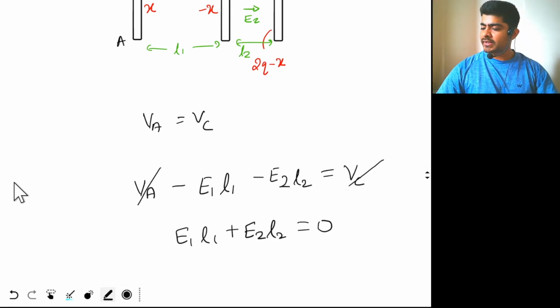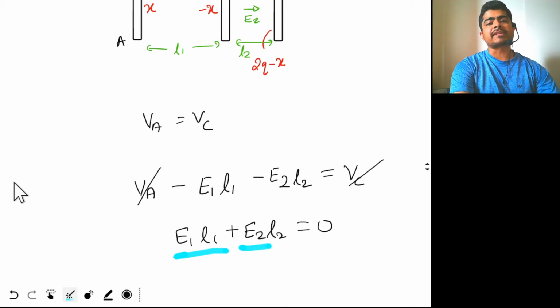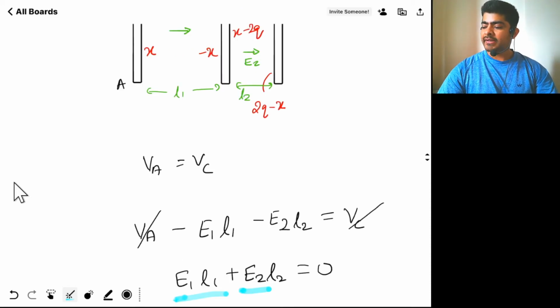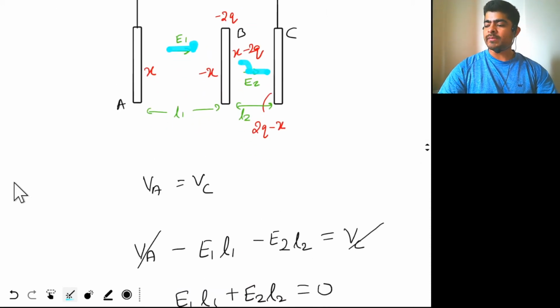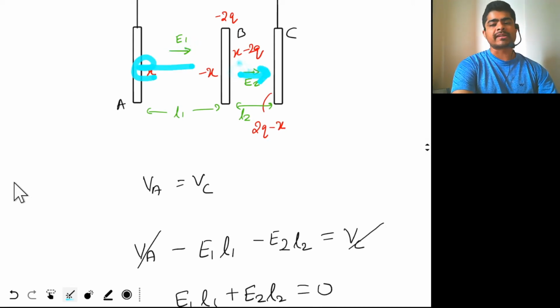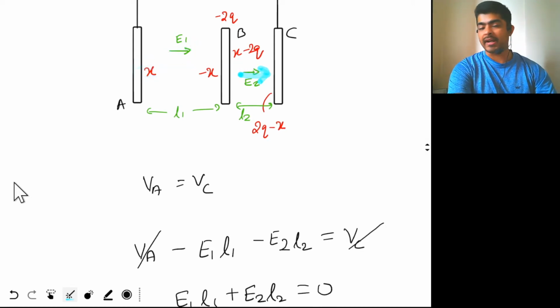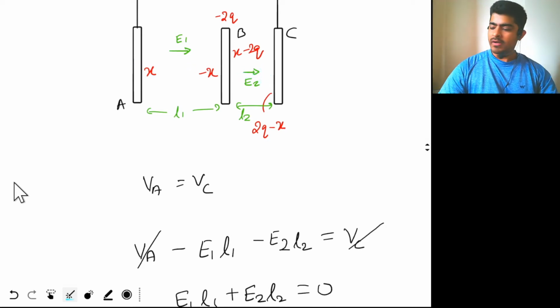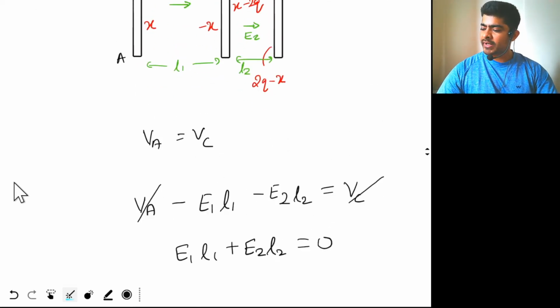One thing is certain, that E1 and E2 should have opposite sign. Either E1 will be in this direction and E2 will be in the opposite direction, or E1 will be in the opposite direction and E2 in the original direction. We need to see that as well. So let's calculate E1, E2 and X first.